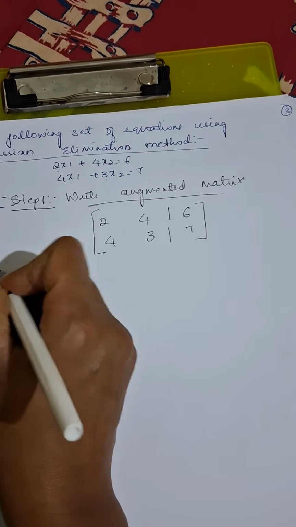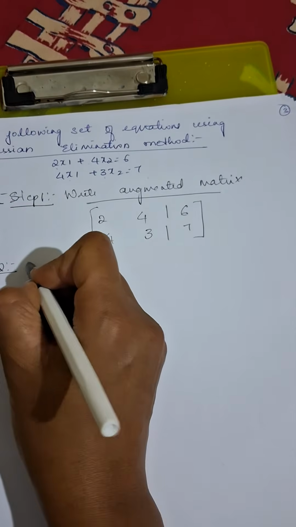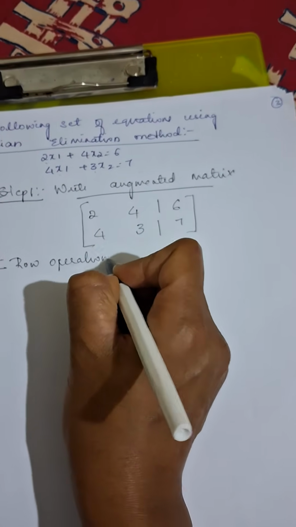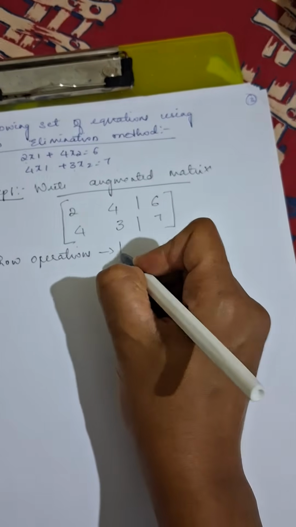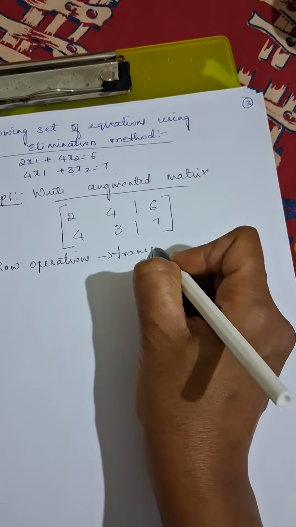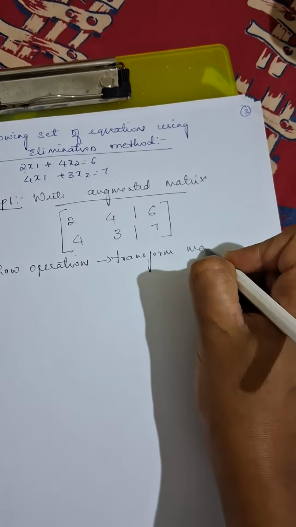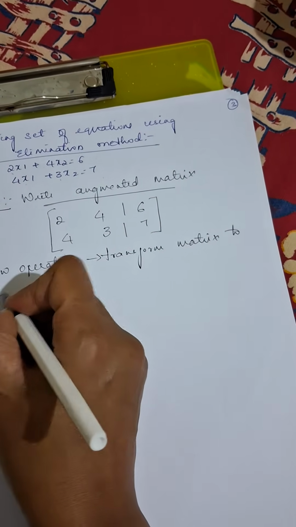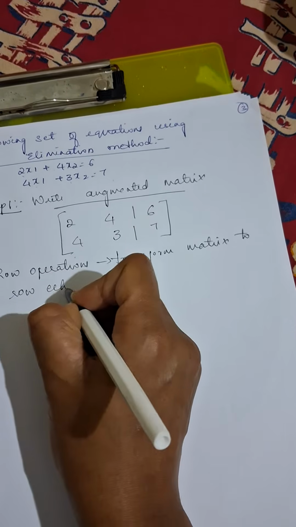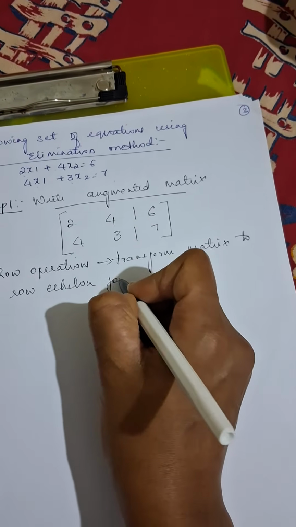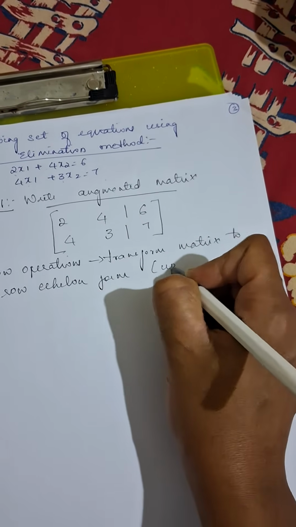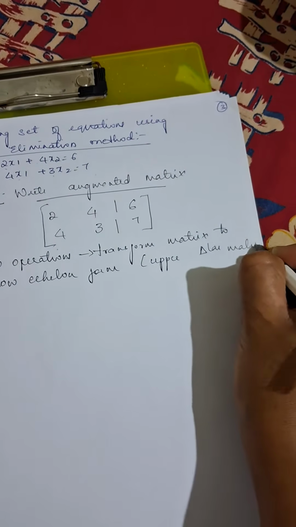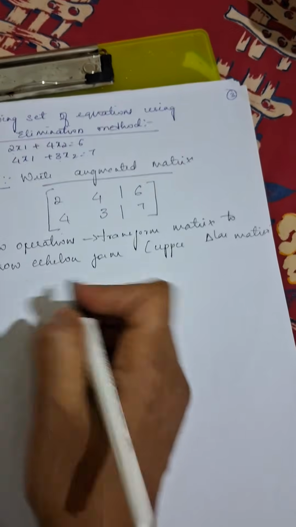Now step 2, you have to do a lot of row operations. Why do I need to perform row operations? Perform row operations to transform the matrix to row-echelon form. Now what is a row-echelon form? It's nothing but the upper triangular matrix. You need to transform it to an upper triangular matrix first. Okay, so how do you do it?